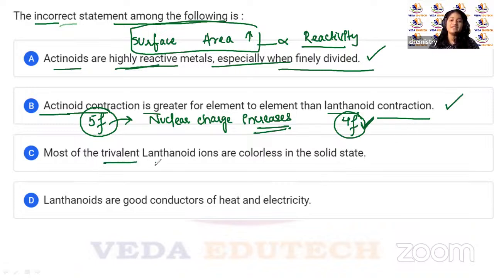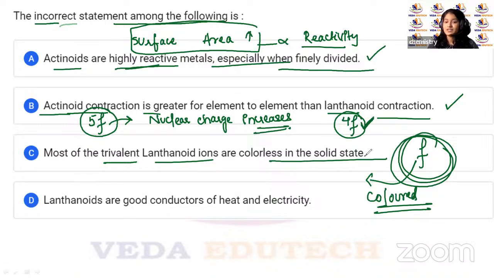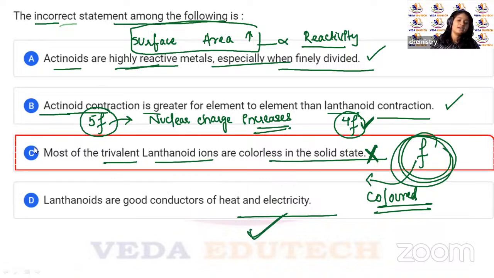Most of the trivalent lanthanoids are colorless. Are they colorless? No, they will have unpaired f electrons as well. When there are f electrons, they are causing your lanthanoids to be colored, right? So this statement, children, is wrong. Nevertheless, we are going to see the last statement also. Lanthanoids are good conductors of heat and electricity. This is also correct. So which one is the wrong one, children? The incorrect one is going to be option C.